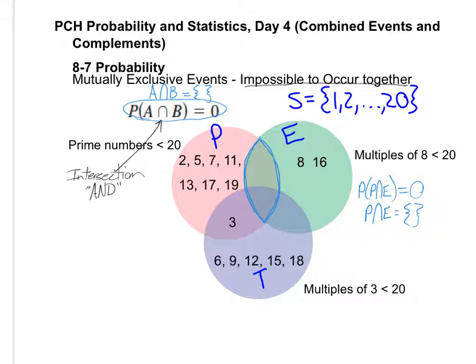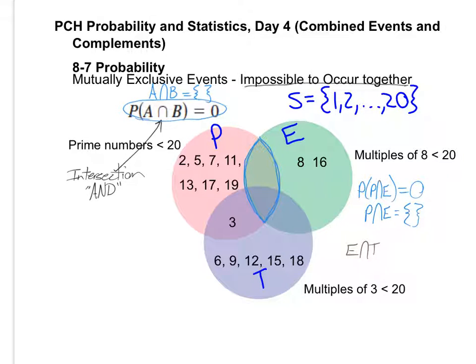Now, are there any other pairs of sets that are mutually exclusive? E and T. Yeah, E and T.